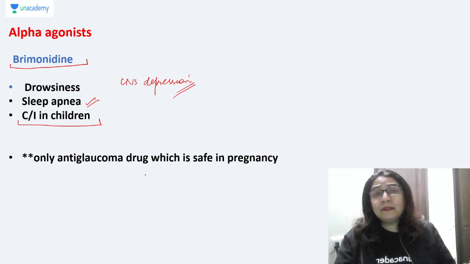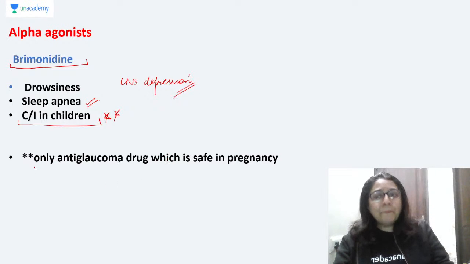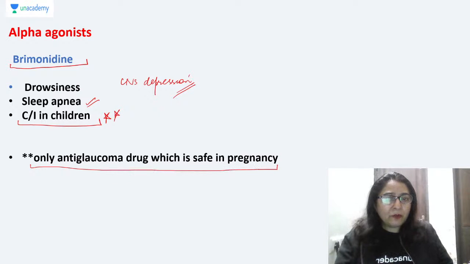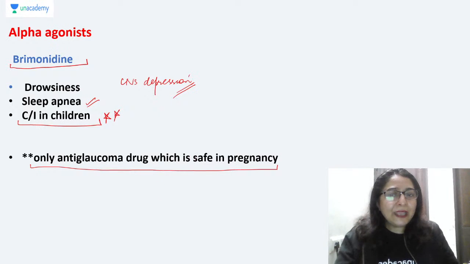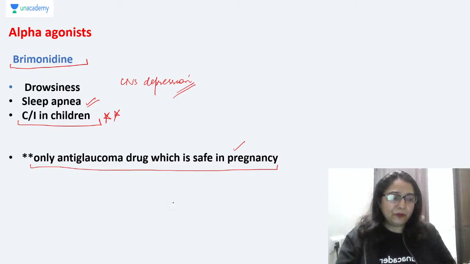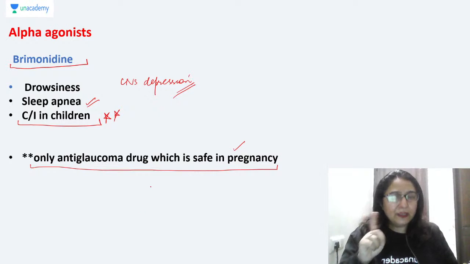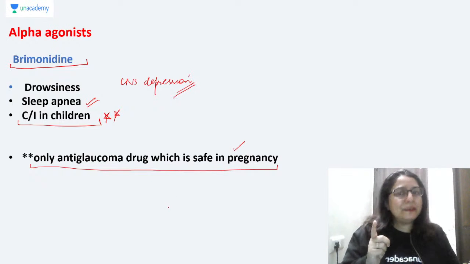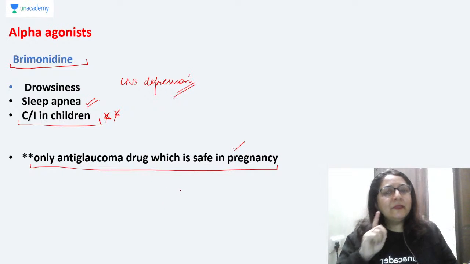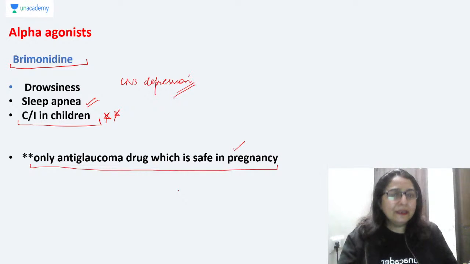This has been a past exam question also. So very important to remember, brimonidine is contraindicated to be used in children. Okay, but another important point about brimonidine is that it is the only antiglaucoma drug which can be given safely in pregnancy. Okay, so two important points about brimonidine: contraindicated in children due to the risk of CNS depression, sleep apnea, but it is the only antiglaucoma drug which is considered safe to be given in pregnancy.